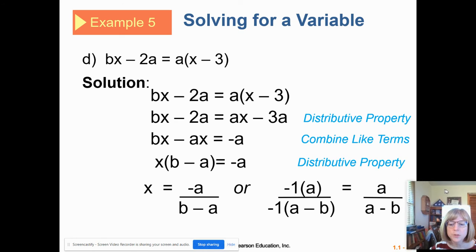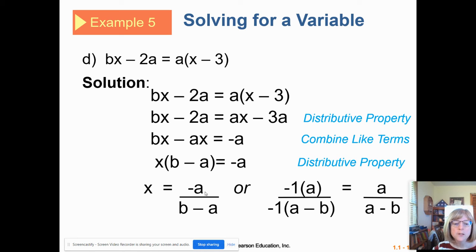Now what they showed you here is that you can leave your answer as negative a over b minus a, or we can factor a negative 1 out of the numerator as well as the denominator. And now we have a positive a over a minus b. Those are the same things.